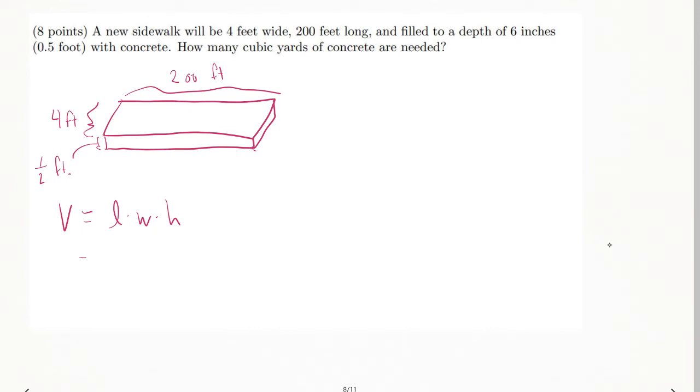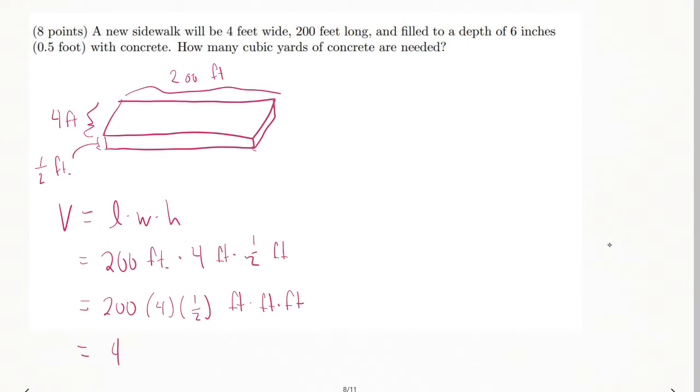So the length of this thing is 200 feet times the width, which is 4 feet, times the height, which is a half a foot. If you multiply all those together, you can go 200 times 4 times 1/2, right? And then this will be feet times feet times feet. So this means our volume equals 400 cubic feet. But notice, that's our volume, and that's how much concrete we're going to need. We want to know, though, how many cubic yards.